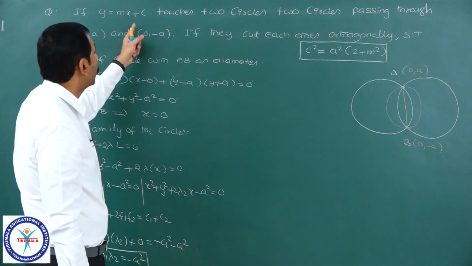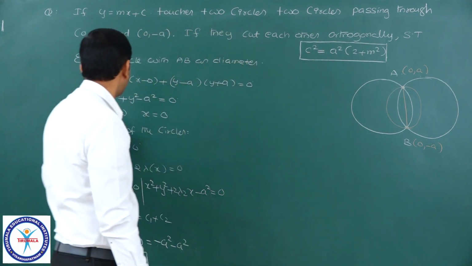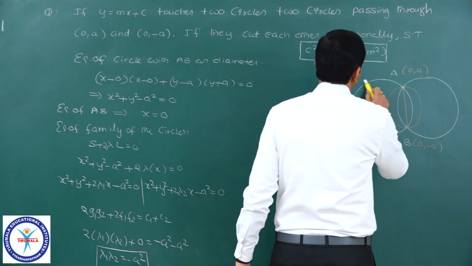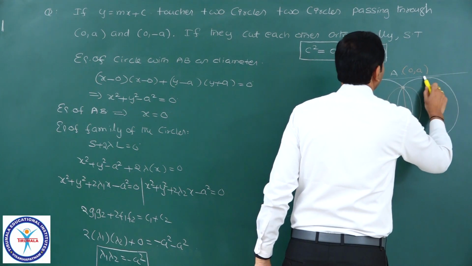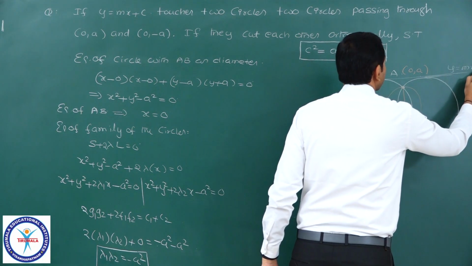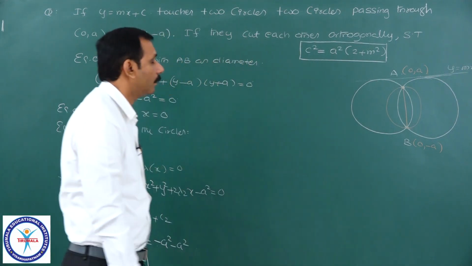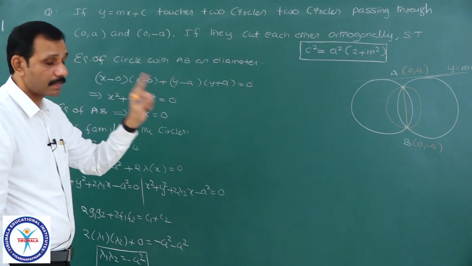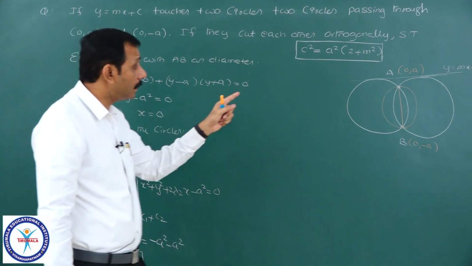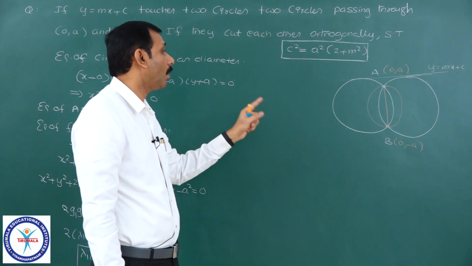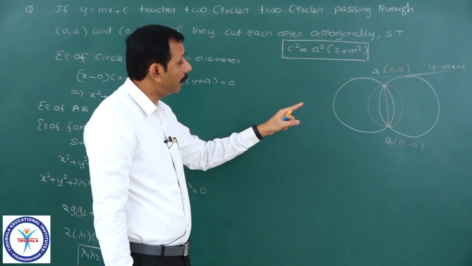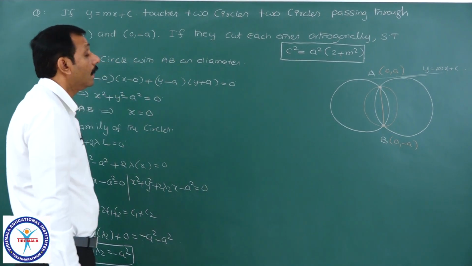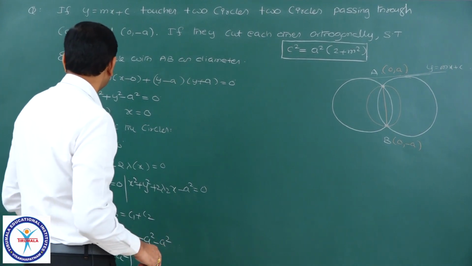Also given, y equal to mx plus c touches these circles. Touches these circles means it may be like this. Here it is, of the form y equal to mx plus c. What I will do, you see, I will solve the equation of the line and the circle. Because it is a tangent, how many roots will it have? Two roots which are equal roots, discriminant equal to 0. I will solve that line and this circle.